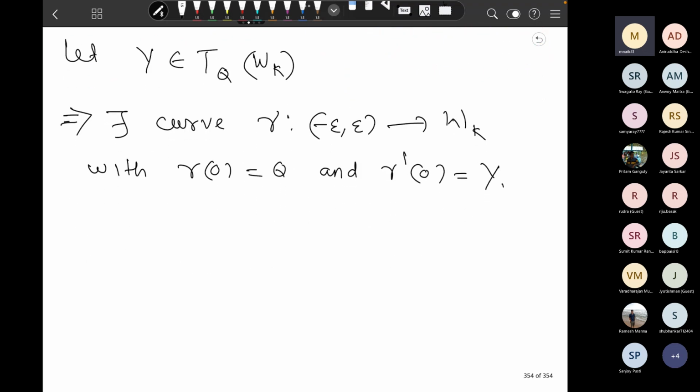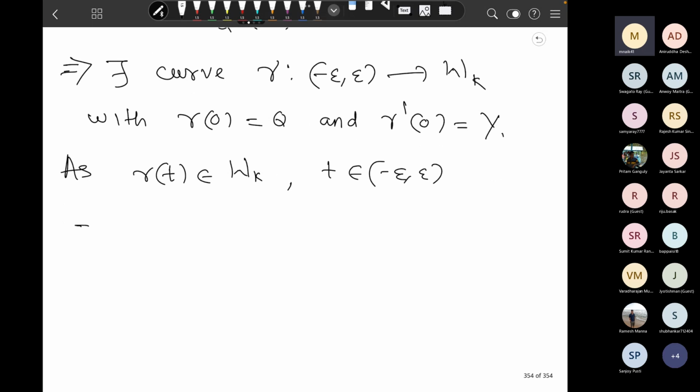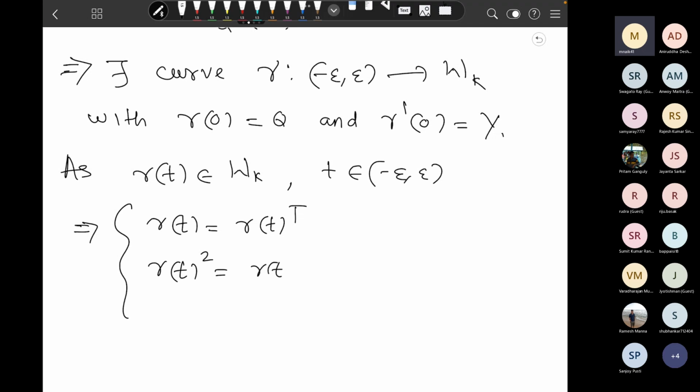Now, as gamma t belongs to W_K for t belonging to minus epsilon to epsilon, I will get three equations. Gamma t is equal to gamma t transpose; gamma t squared is equal to gamma t; and third, trace of gamma t is equal to k. I will call these three equations A.